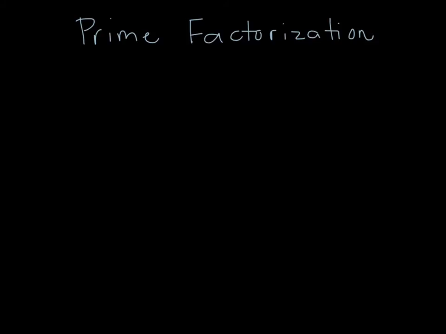Hello, fifth graders. Today we're going to talk about prime factorization and how we take any whole number and break it down to find all the prime numbers that make up that whole number. Today's first number that we're going to look at is the number 36. Now when we look at this number, we ask ourselves the question, how could I break this number down? What two numbers equal 36?